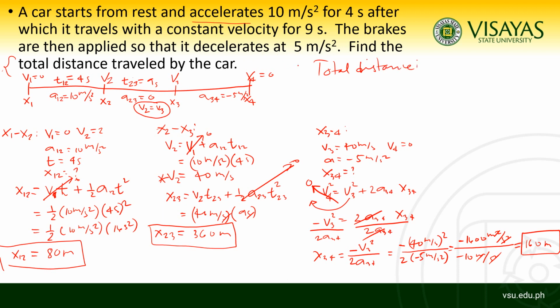Then since we are going to find the total distance, we're just going to add. Total distance is equal to x12 plus x23 plus x34. So just plug in the values. You have 80 meters plus 360 meters plus 160 meters, and that is equivalent to 600 meters. So this is the travel distance of the vehicle or the car. Okay, so that's it.